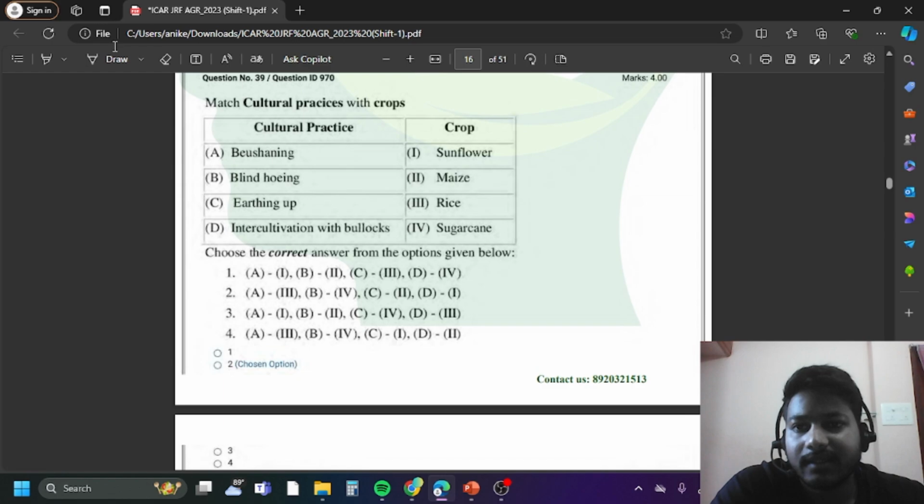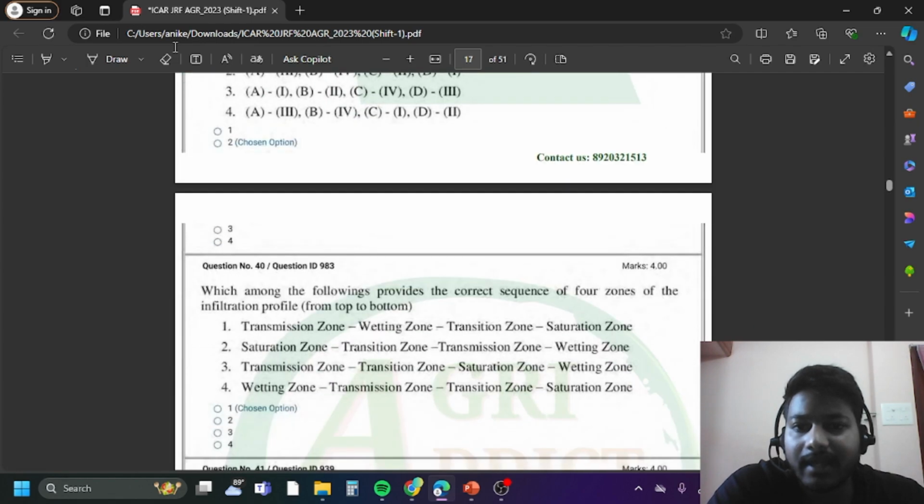Next is match the following. Beushening, in which crop are we following it, that is rice. Blind hoeing we follow in sugarcane. Earthing up is important in maize. Intercultivation by bullock is in sunflower. Very easy question, it has been asked in the last year.